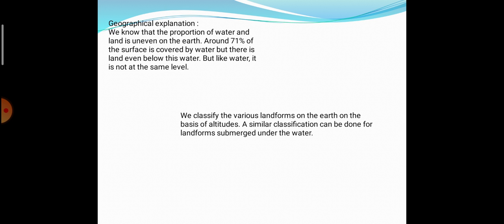We classify the various landforms on the earth on the basis of altitude, that is height. A similar classification can be done for landforms which are submerged under the water. So basically, we don't have to do anything above the land. What we are going to study in this is underneath the water.